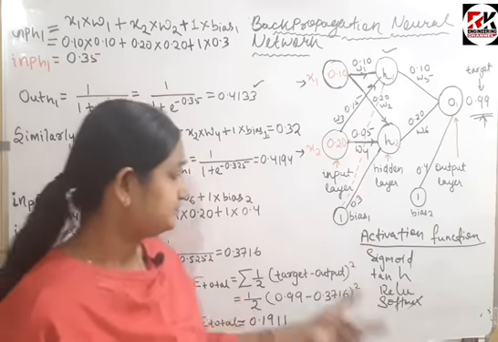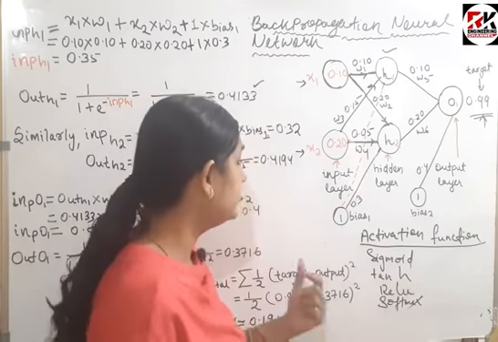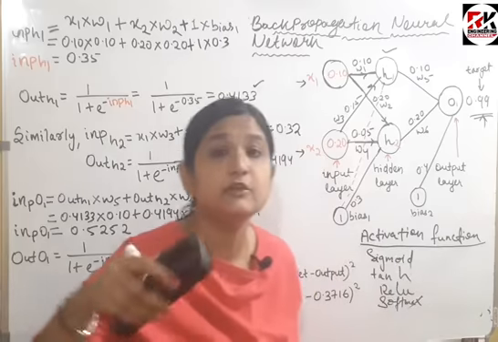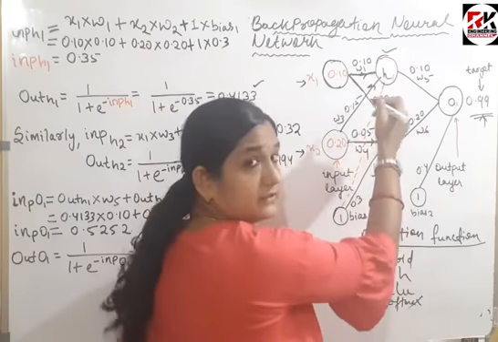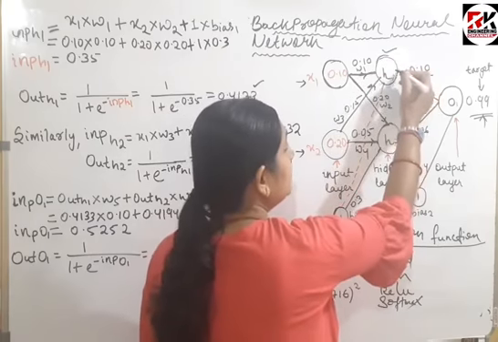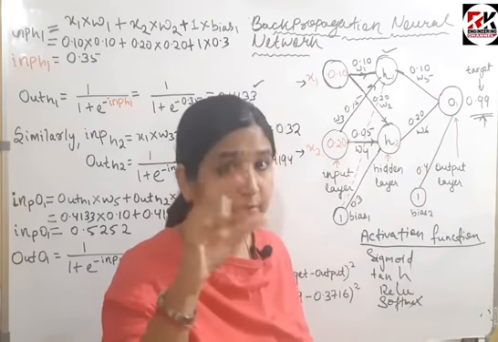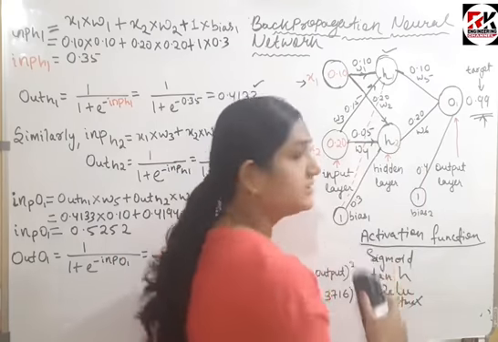Okay, so these functions are used in your neural network while generating your output. Suppose this is your hidden layer. I am giving an input to this. While generating the output from a node, these activation functions are used.